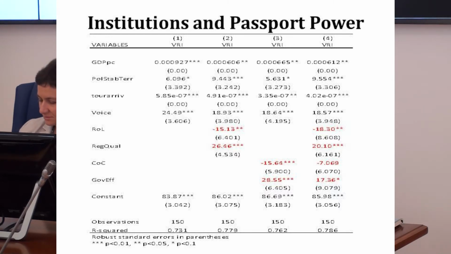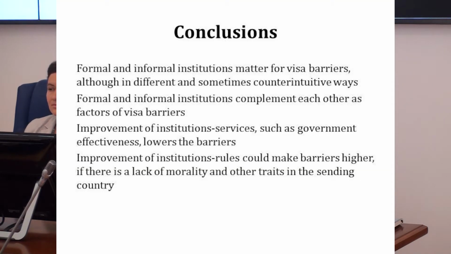Conclusions. Formal and informal institutions matter for visa barriers, although in different and sometimes counterintuitive ways. Formal and informal institutions complement each other as factors of visa barriers. Improvement of institution services, such as government effectiveness, lowers the barriers. Improvement of institutions' rules, in fact, somewhat unexpectedly, could make barriers higher. But this is only if there is a lack of morality and other traits in the sending country.